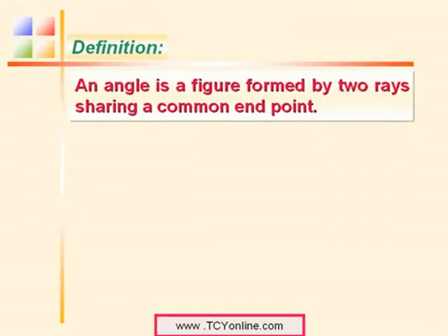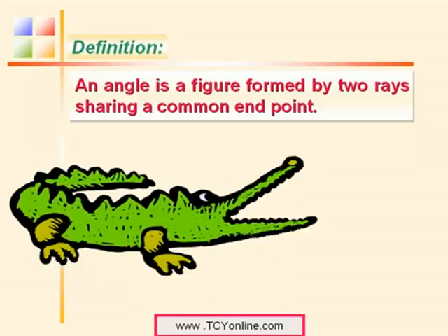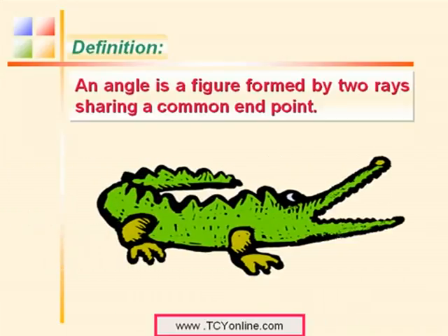Angle is basically a figure which is formed by two rays sharing some common endpoint. Let's understand the meaning of angle with the help of this example. Look at the mouth of the crocodile.